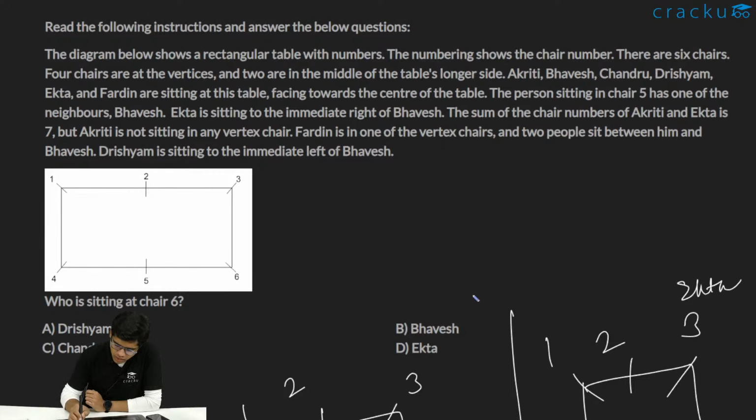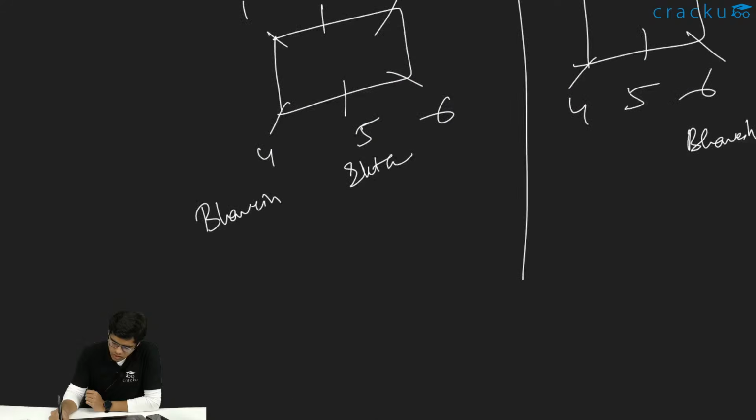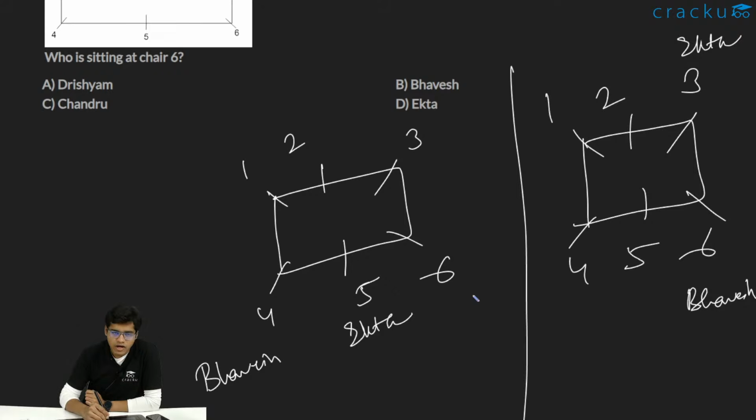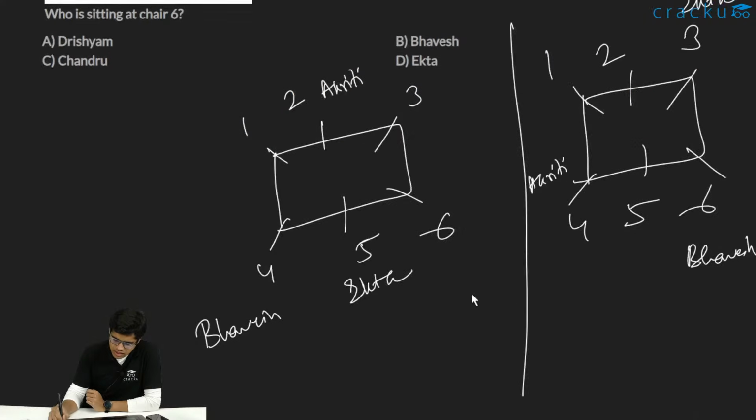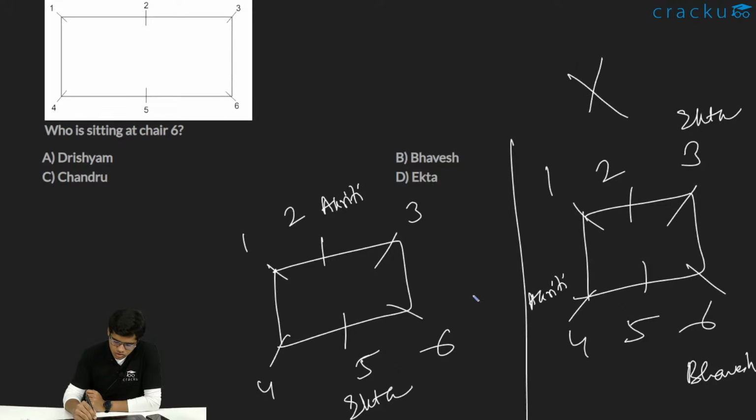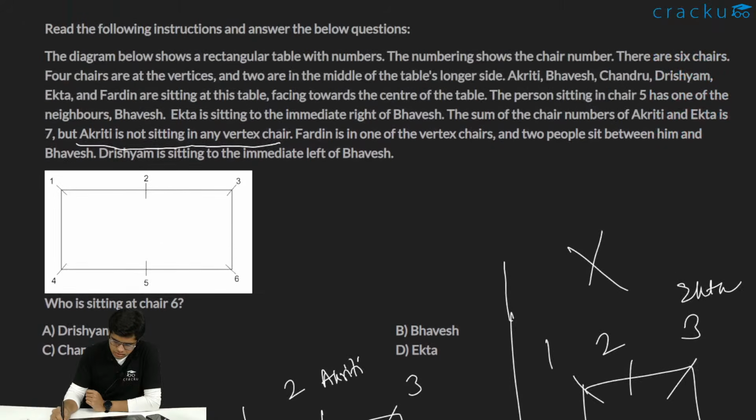The sum of the chair numbers of Akriti and Ekta is 7. If Ekta is in 5, then since the sum is 7, Akriti has to be in chair number 2. Similarly, if Ekta is in 3, since the sum is 7, Akriti has to be in chair number 4. But Akriti is not sitting in any vertex chair, and in this case she is sitting in a vertex chair. So we can eliminate this case, and our correct case will be this. Right, guys?